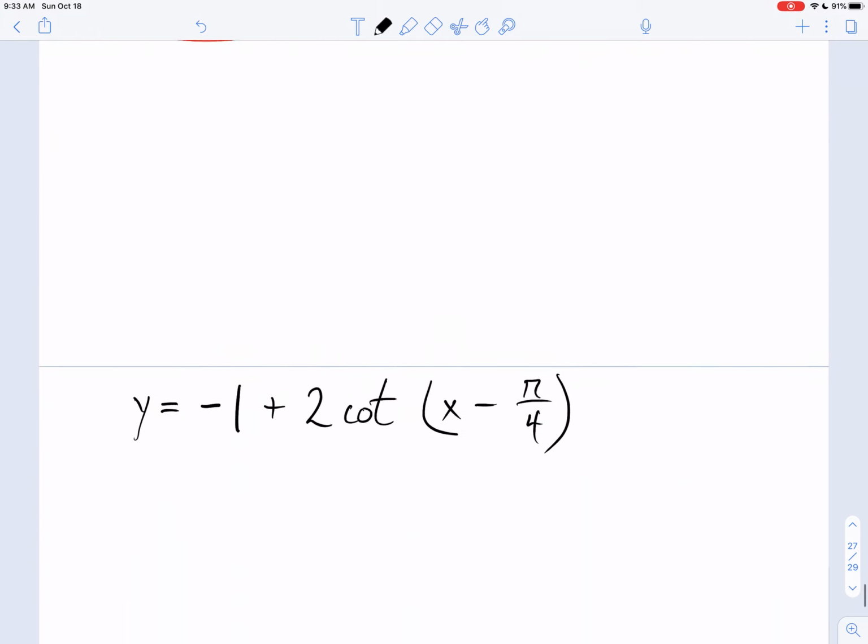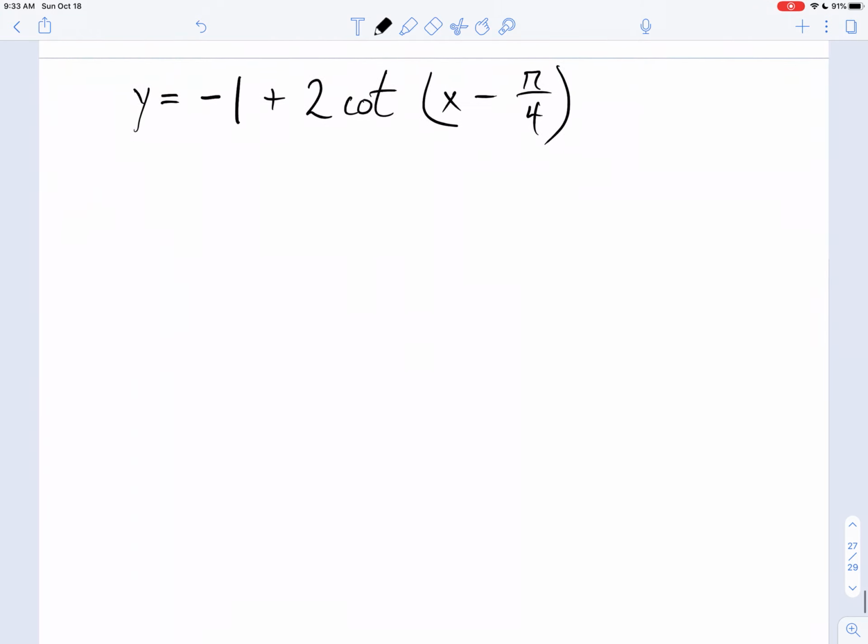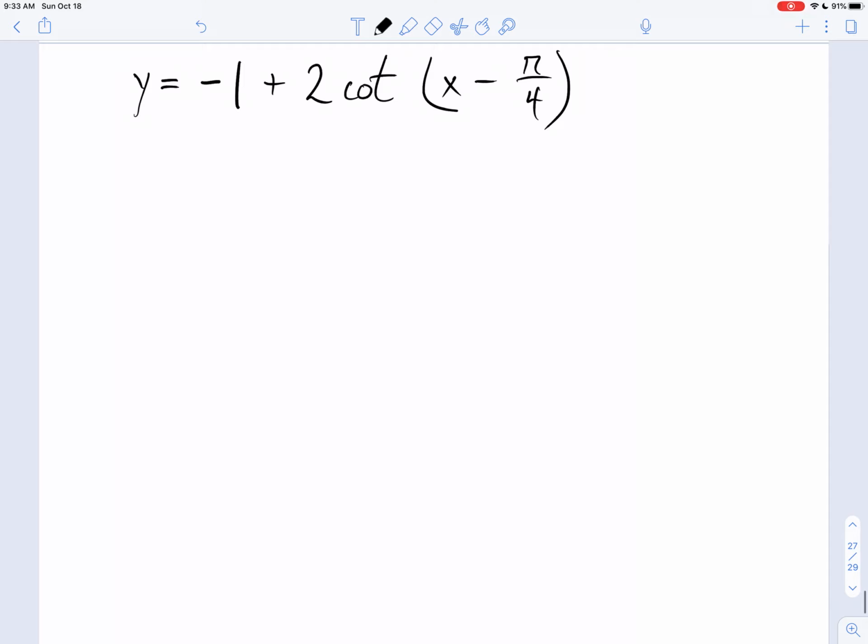And remember, I'm just bringing in the concept of phase shifting here. And this time, well, got a vertical shift. I'm going to drop this one down. I'm also going to stretch this graph. Yeah, I am. But right here, this is just a 1.